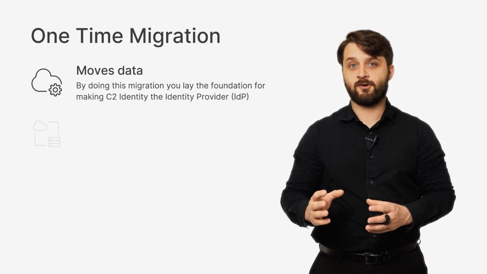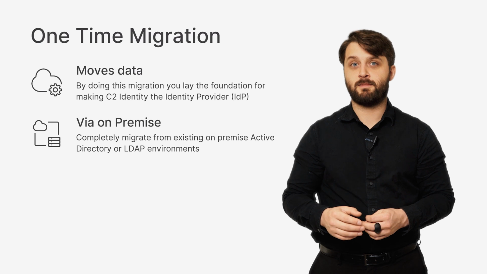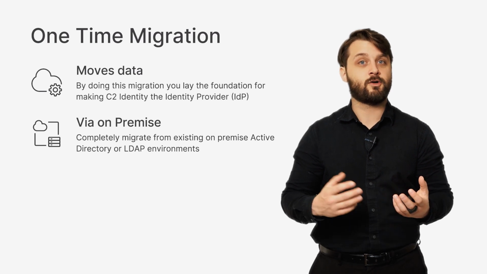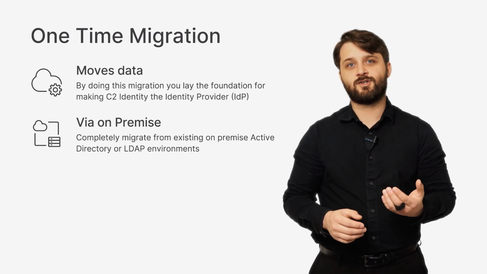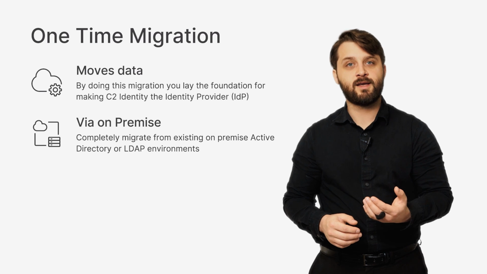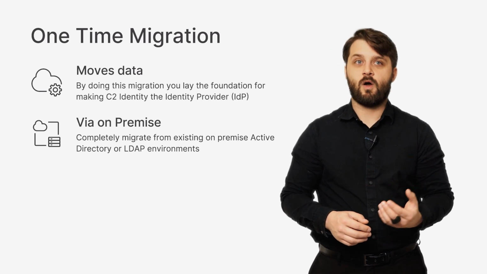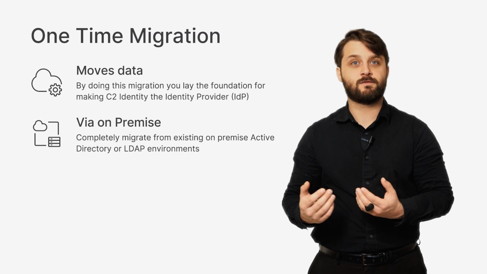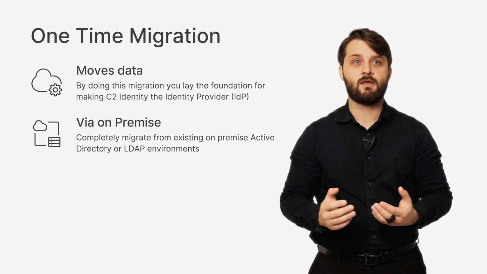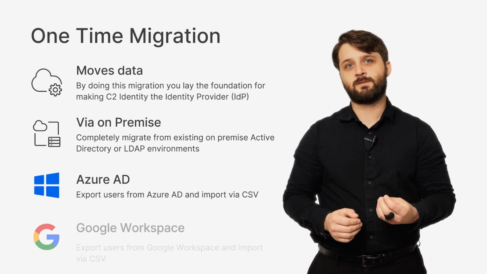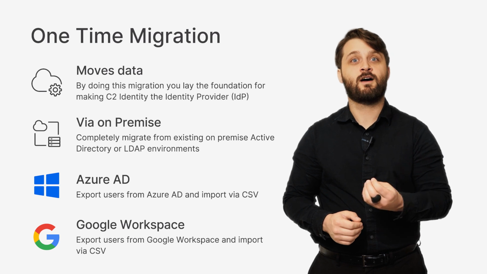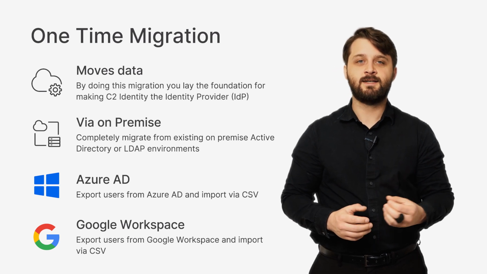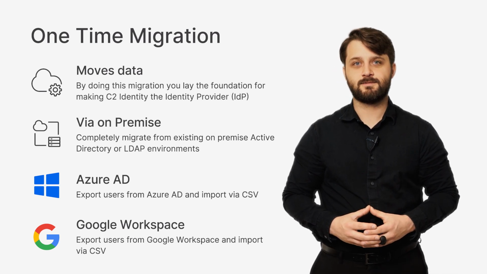Now, if you're going to do this migration, you can do it via an on-premise device, maybe an Active Directory domain controller or your LDAP server. For Active Directory, you're going to be exporting a CSV and importing it, just like we saw previously. Or for LDAP, you're going to be providing some of the bind details for your LDAP server to C2 Identity so you can move data over that way. With Azure AD and Google Workspace, it's a very similar export of a CSV file and import into C2 Identity. So let's check out some of these options now.